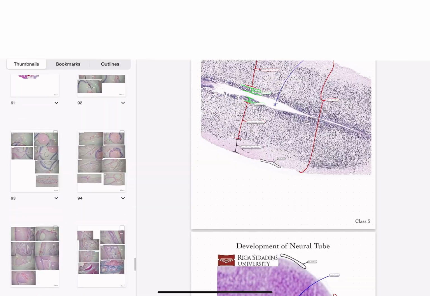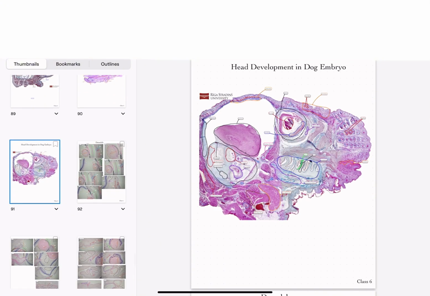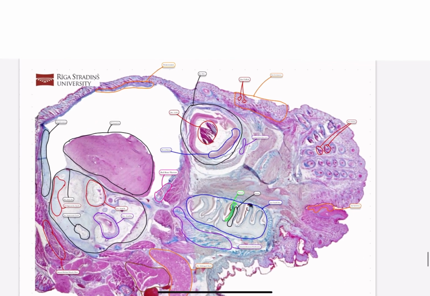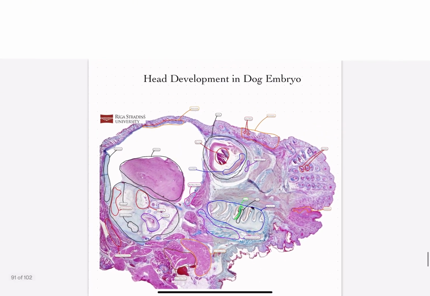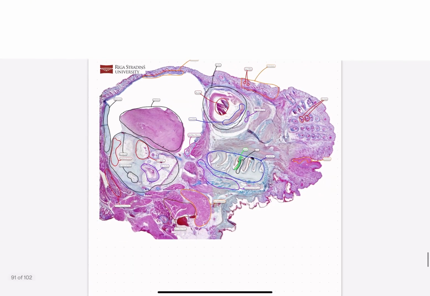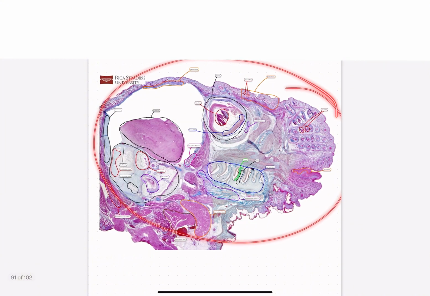Let's look at the head from sagittal section. I believe we can see it here. Yes. So this is an animal. I think it's a dog. Yep. In sagittal section, we're going to get to this in class 6.